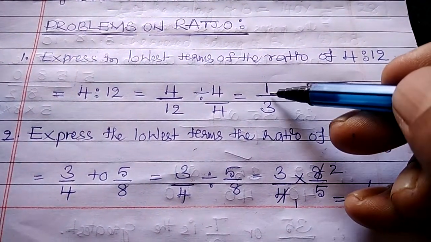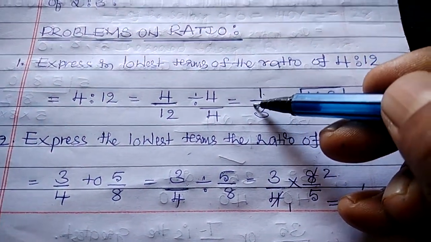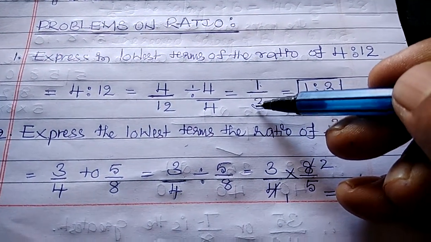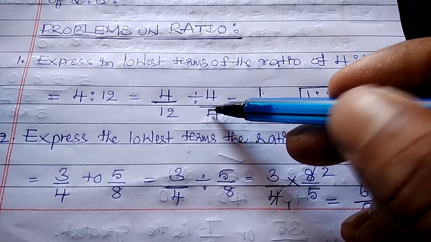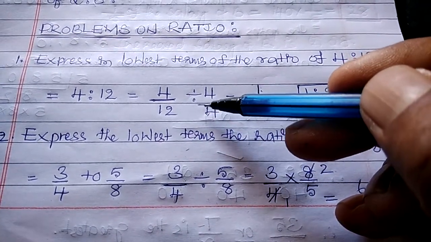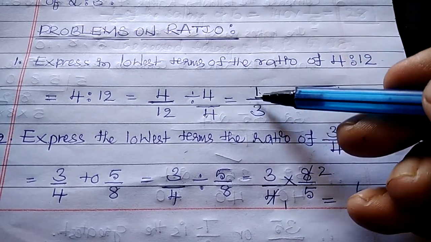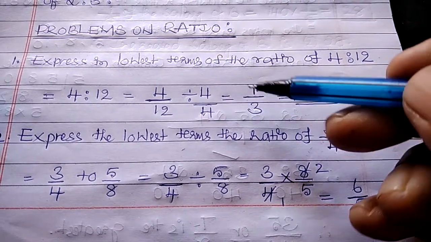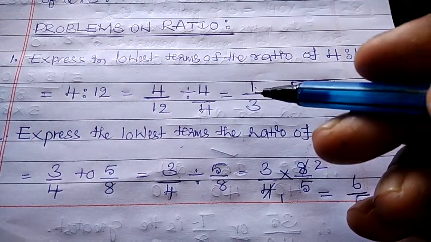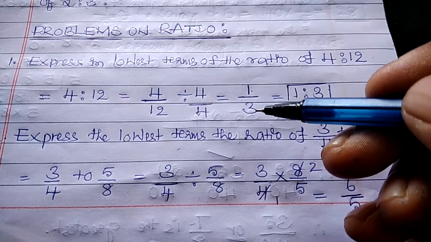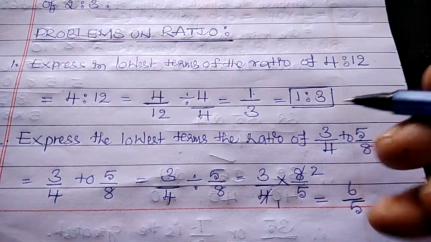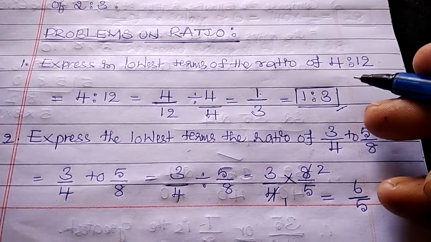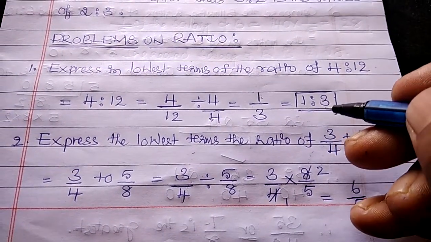So 4:12, which is equal to 4/12. So divided by 4, 4/12, 4 ones are 4, 4 threes are 12. So 1/3. That means 4 ones are 4, 4 threes are 12. So directly we can divide it. So then we can get 1:3. So this is the lowest or simplified ratio of 4:12. So this is a simple problem.